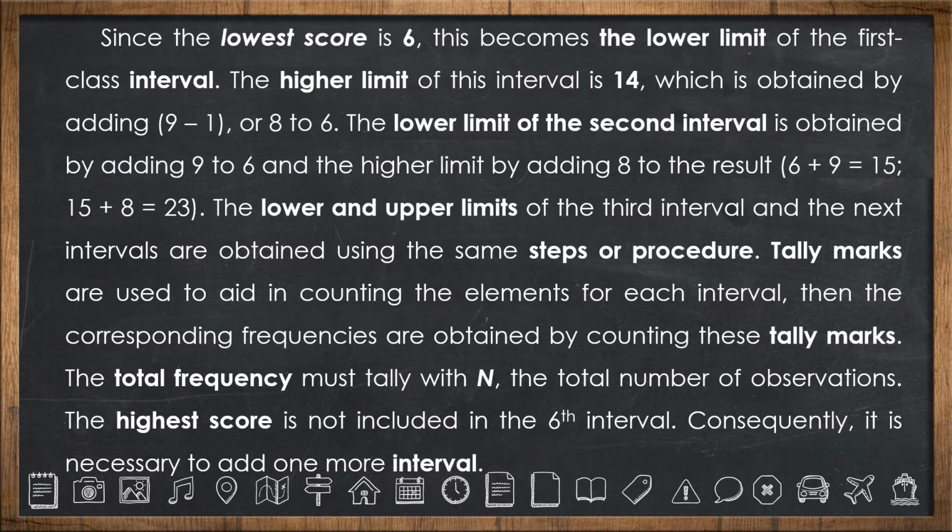The lower and upper limits of the third interval and the next intervals are obtained using the same steps or procedures. Tally marks are used to aid in counting the elements of each interval. Then, the corresponding frequencies are obtained by counting these tally marks. The total frequency must tally with uppercase N, the total number of observations. The high score is not included in the sixth interval. Consequently, it is necessary to add one more interval.